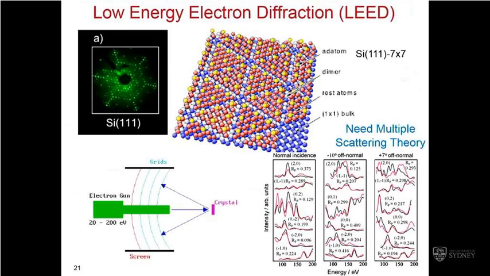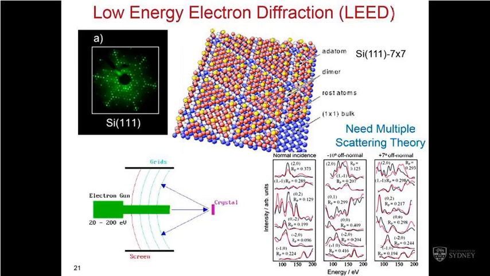This is another really nice technique that is surface sensitive. For example, this shows a 7x7 reconstruction on the silicon 111 surface. Under here you can see just the ideal silicon 111 surface. But with this material, because of the surface, the atoms no longer experience the same environment as in the bulk, so they reconstruct spontaneously. There were many years spent trying to figure out what this structure was, and you could solve it using low-energy electron diffraction. That's the kind of spots you get.